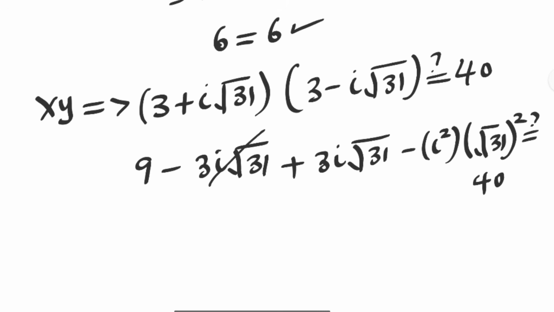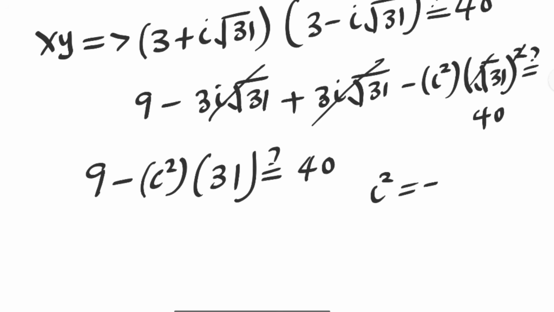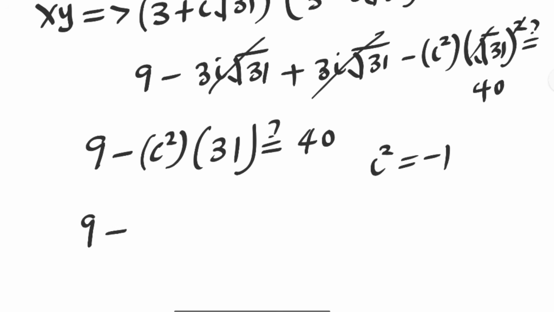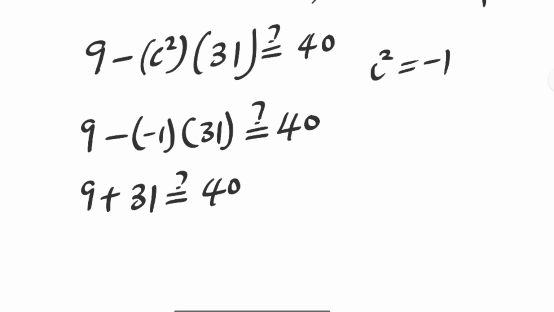Must be equal to 40. This cancels this. 9 minus i square. Then this square cancels this square. Multiply by 31 must be equal to 40. i square is equal to minus 1. 9 minus minus 1 multiplied by 31 must be equal to 40. This is 9 plus 31 must be equal to 40. 31 plus 9, this is 40, is equal to 40, which is true.